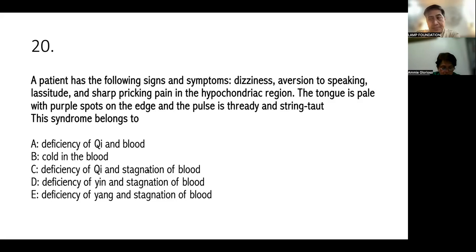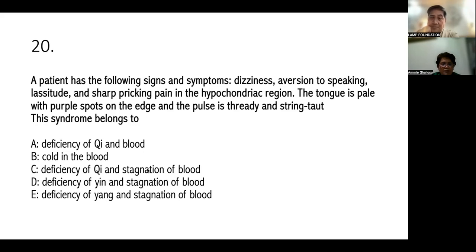Number 20. A patient has the following signs and symptoms: dizziness, aversion to speaking, lassitude, and sharp pricking pain in the hypochondriac region. The tongue is pale with purple spots on the edge, and the pulse is wiry. These syndromes belong to deficiency of qi and stagnation of blood. What is your basis? Yung deficiency of qi po, dahil po meron siyang lassitude, and yung sharp pricking pain po for blood stagnation, at meron po siyang purple spot on the edge.